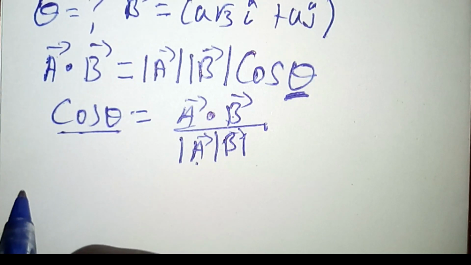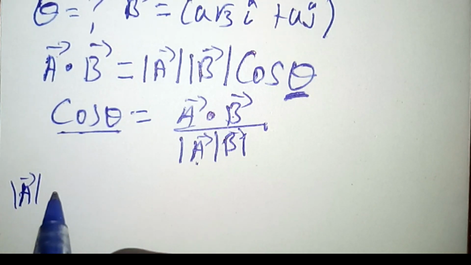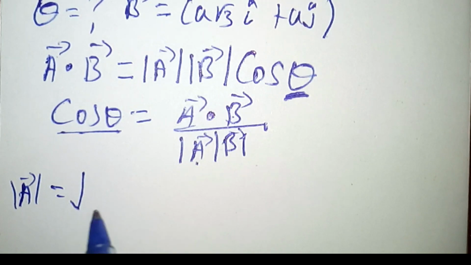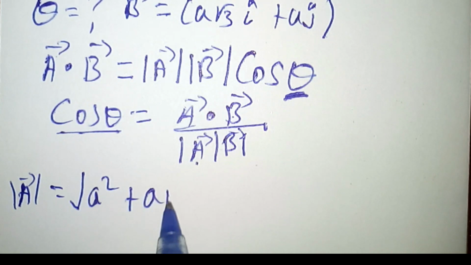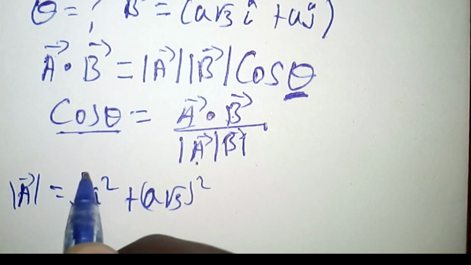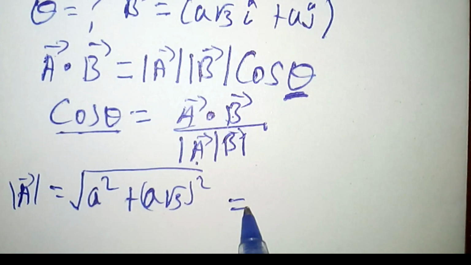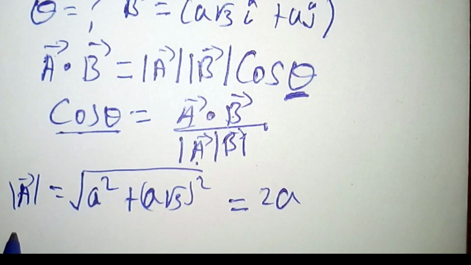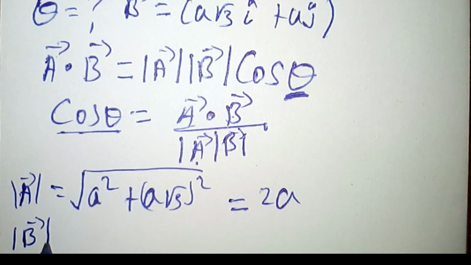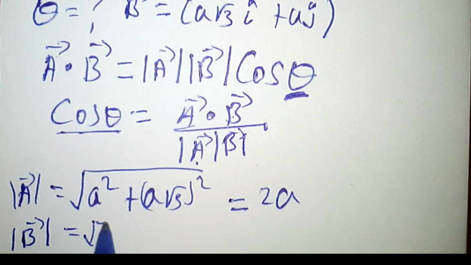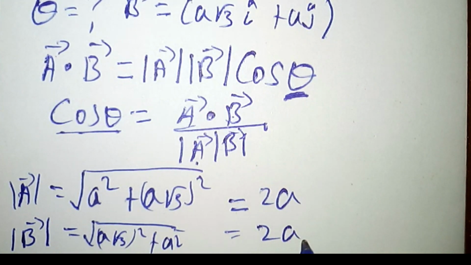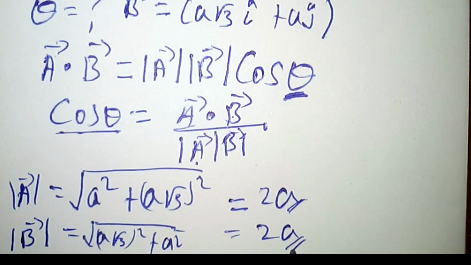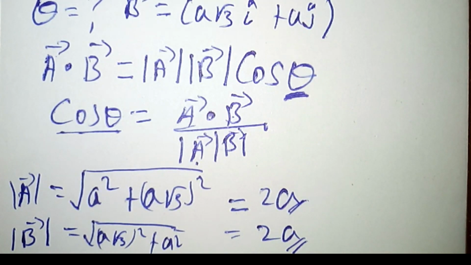So from the given vectors, the magnitude of vector A is under radical of the x component squared, which is a square, plus a radical 3 the whole square, under radical, which gives us 2a. The same is true for the magnitude of vector B, which is a times radical 3 the whole square plus a square, which gives us also twice of a. So the magnitudes of both vectors are equal.